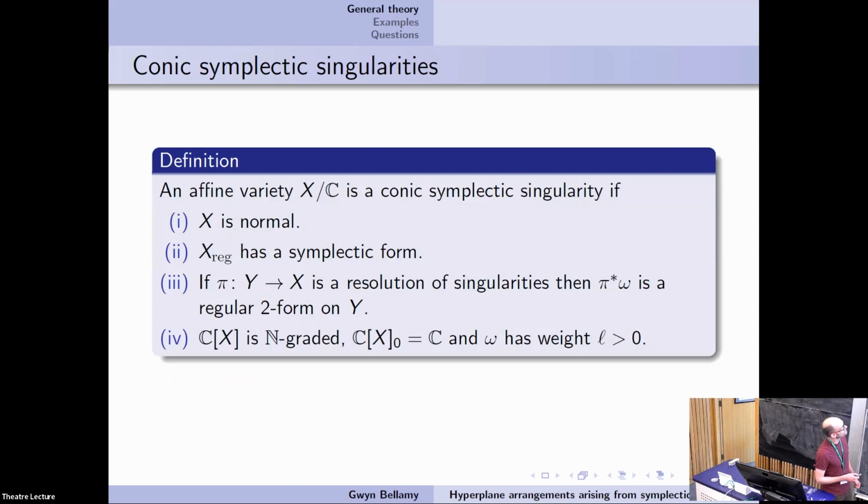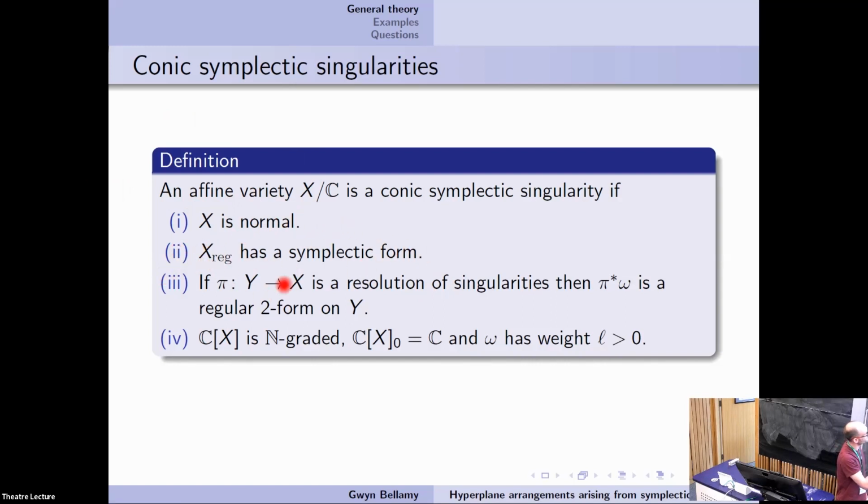These are things called conic symplectic singularities. And I'm afraid I'm just going to throw the definition at you. Everything is over the complex numbers. These are affine varieties, and they just have to satisfy these four properties. I guess normality is just a technicality. You want everything to be well behaved. Somehow this is the key thing.